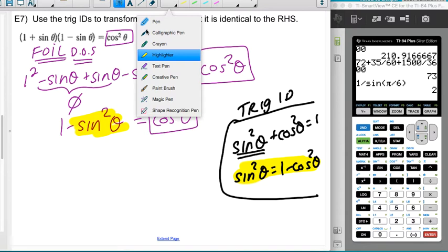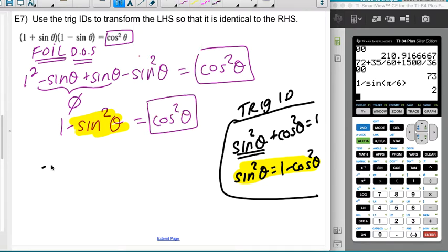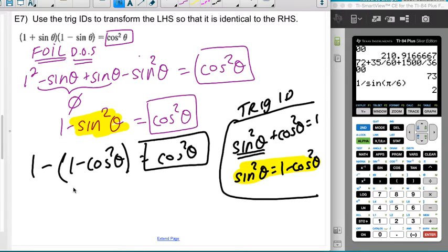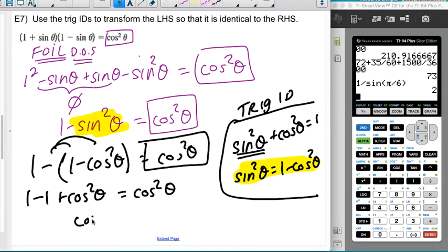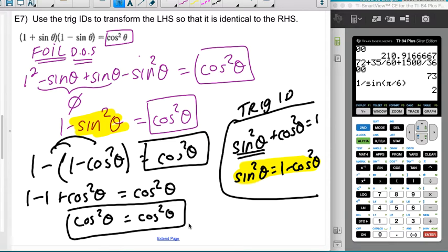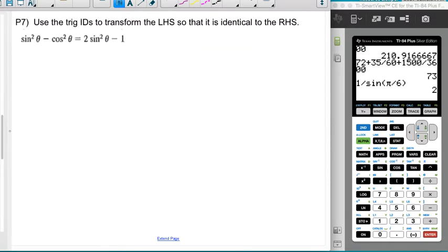So I'm going to get that this is a 1 minus, and then in parentheses, instead of a sine squared, I'm going to write 1 minus cosine squared theta equals cosine squared theta, right? This is my locked box. And then when I distribute the negative, I get 1 minus 1 plus a cosine squared theta equals a cosine squared theta. So I get cosine squared theta equals cosine squared theta. All right, and then I'm done because I showed that the left-hand side was the same as the right-hand side.